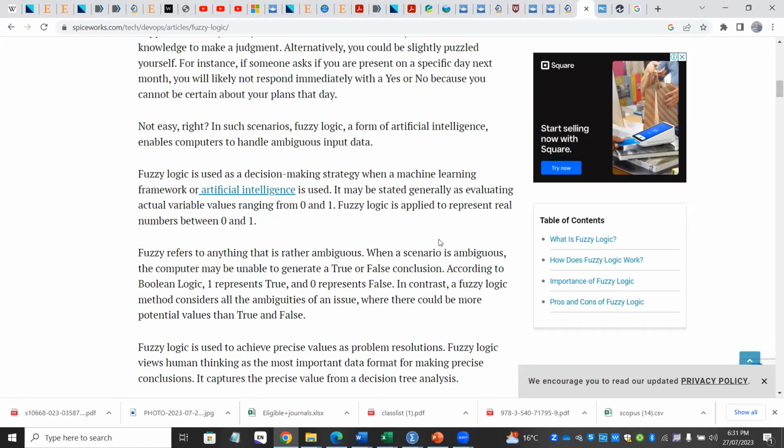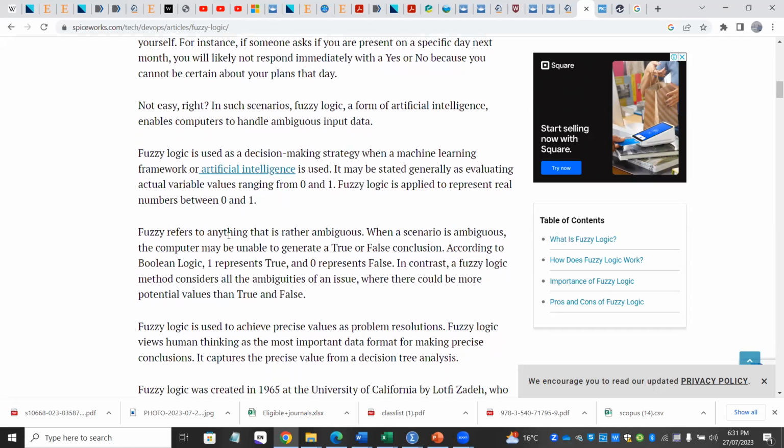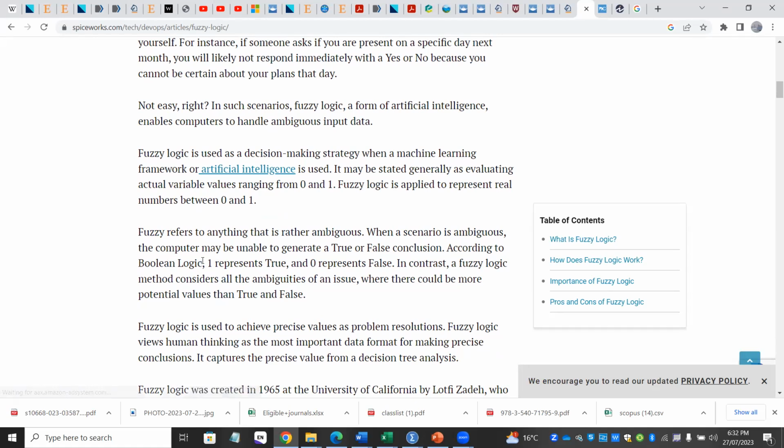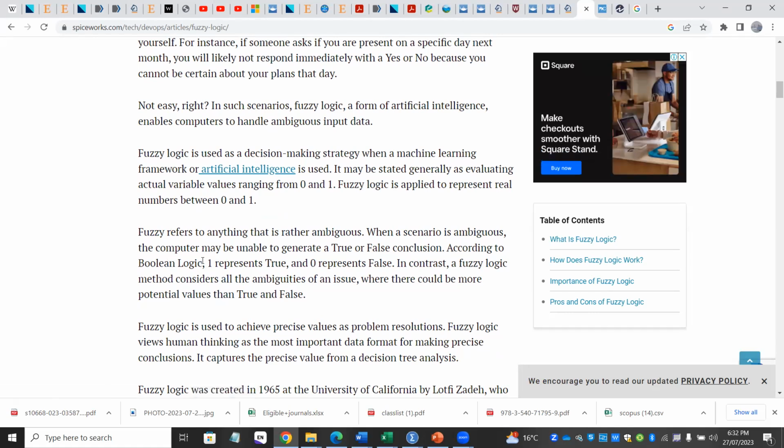So what this whole thing is saying, which is realistically true, is that the world we live in is not always a binary situation where everything is either A or B, black or white, 1 or 0, A or Z. That's not the case. That is what this is trying to say. So fuzzy refers to anything that is rather ambiguous. When a scenario is ambiguous, the computer may handle it. Normally this fuzzy concept is prominent in the computer world, in the IT world.